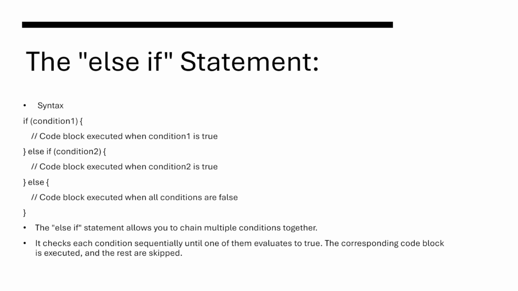Okay, so the else if statement. We have our if statement and else if. Else if is used to create a chain of if statements. Then you can have a final else at the bottom. It checks each condition in sequence until one of them evaluates to true. The corresponding code block is executed and the rest are skipped. So we have multiple conditions, and it checks if any of them is true. Only the one that is true gets to run, while the rest are skipped. If none of them are true, then the code in the else statement block runs.